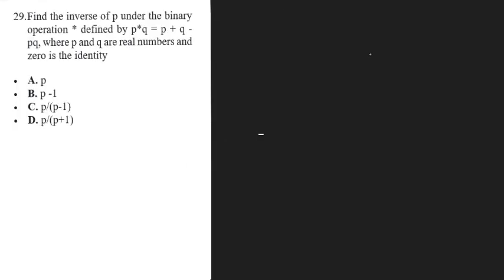All right, question 29. The question says find the inverse of P under the binary operation asterisk, the star there, defined by P asterisk Q is equal to P plus Q minus PQ, where P and Q are real numbers and 0 is the identity. So from the question, we're talking of inverse, and the question says we should find the inverse of P. Whenever you're asked to find the inverse of anything, it is that object or that alphabet to the power of minus 1.